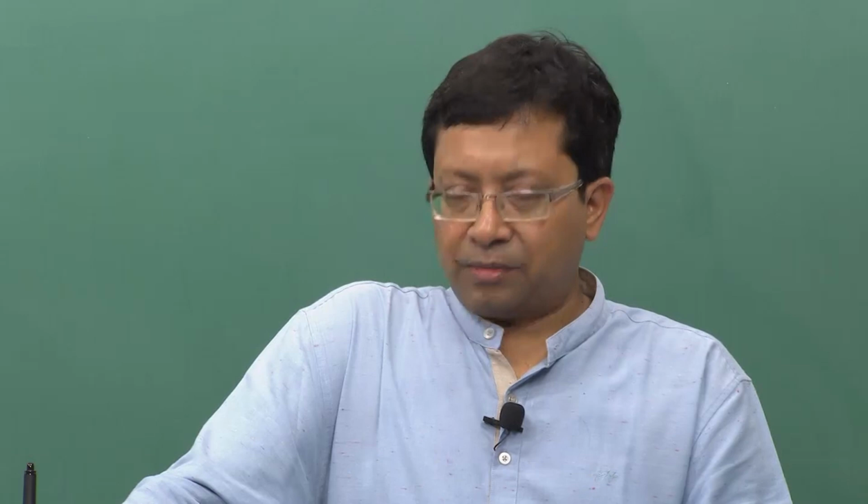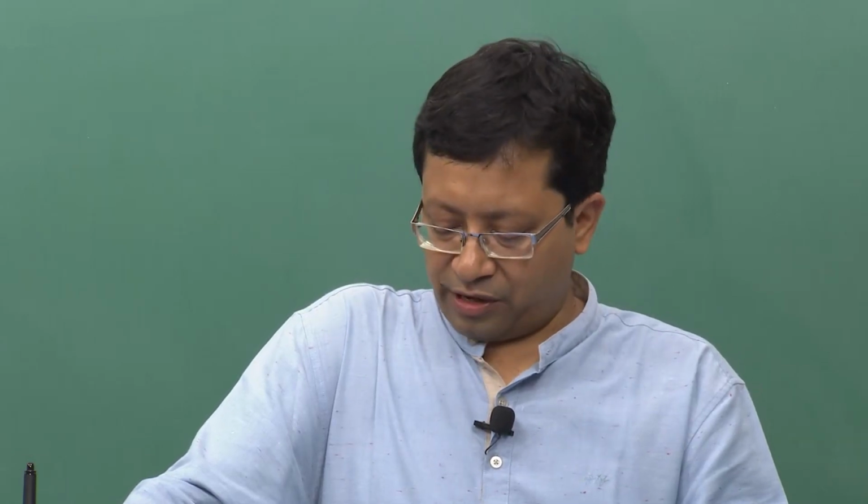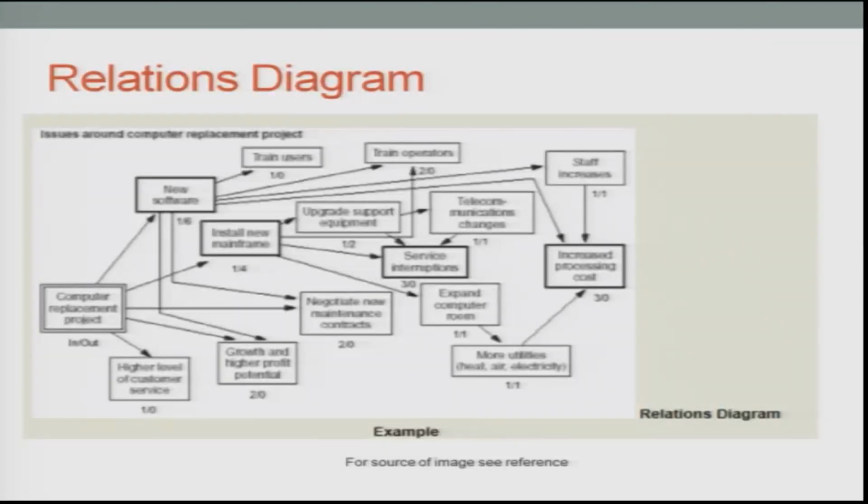So, say for example, I am giving a very simple example of a relations diagram. This is basically issues around a computer replacement project. The rectangles which you see are the main ideas, or they may be subgroups, the ideas which are affecting the overall concept of statistical process control.